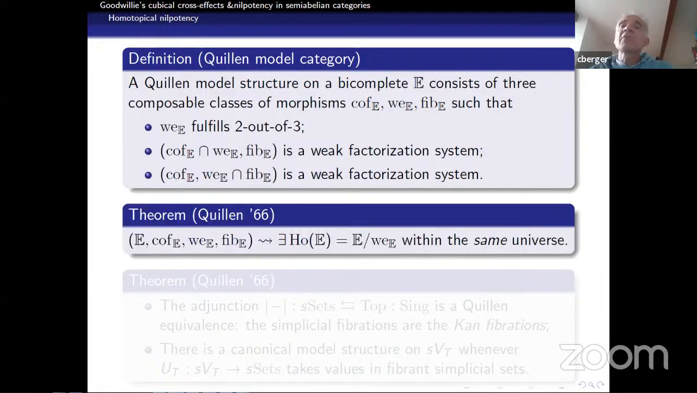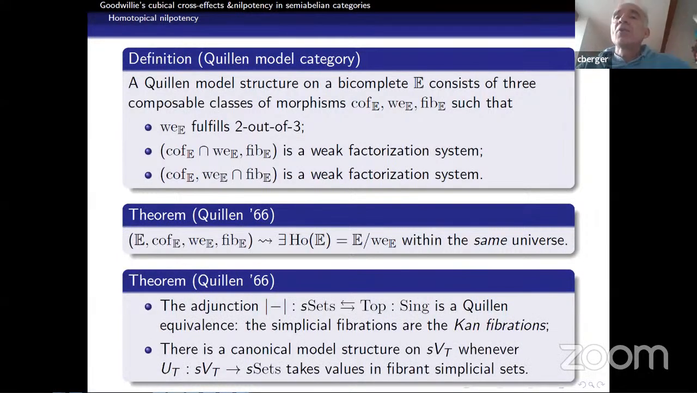And then the main theorem of Quillen was that when you have such a setting with three classes which satisfy these axioms, then you can actually localize with respect to the weak equivalences. You can define a homotopy category where morally the objects are the objects of E up to weak equivalence. And you can do this construction staying within the same universe. So there is not some kind of very large construction of localization to do. You can even keep the same objects to do it.